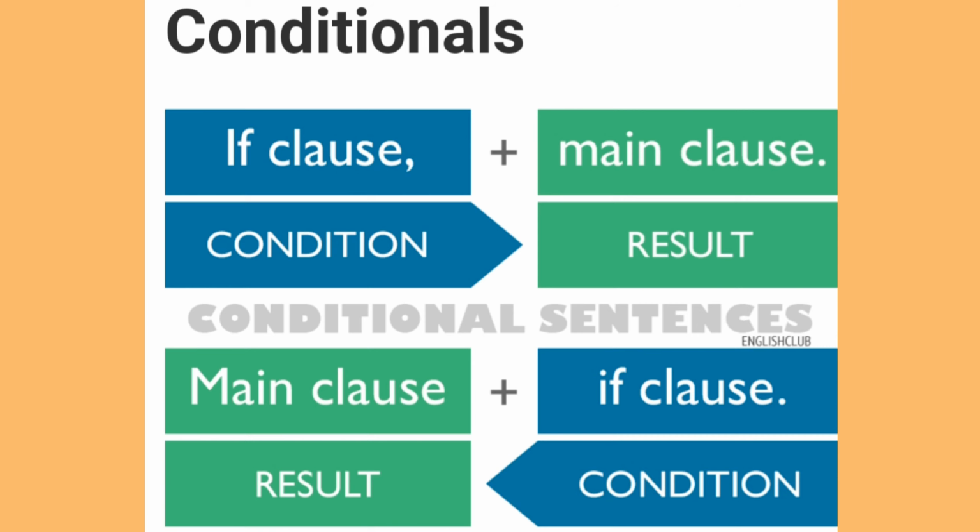A conditional sentence has 2 parts. We have the if clause, which is the condition, and the main clause, which is the result. But it can also be arranged beginning with the main clause followed by the if clause. Okay, let's look at each of these different types of conditional sentences in more detail. Let's begin with the use of zero conditional sentence.